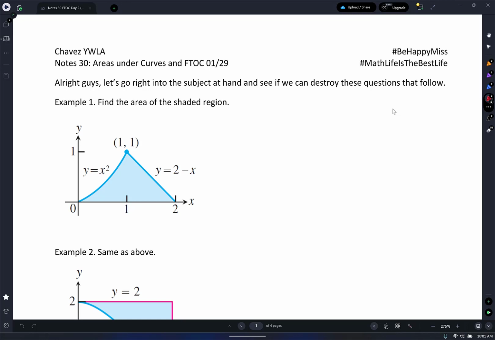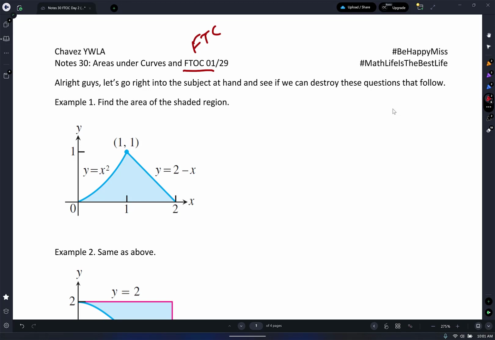Here we go. So note 30, area under curves, and I put FTOC. Sometimes they call it FTC. Relax. It's the same thing. The O just stands for fundamental theorem of, and some people don't think the "of" is enough to put in an acronym, so they just write FTC instead of FTOC.